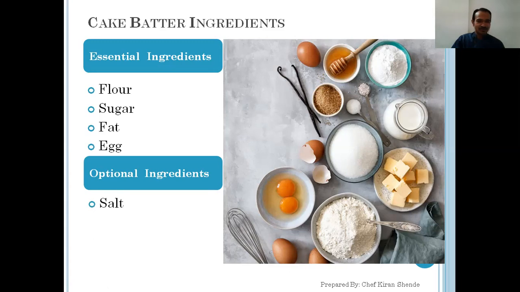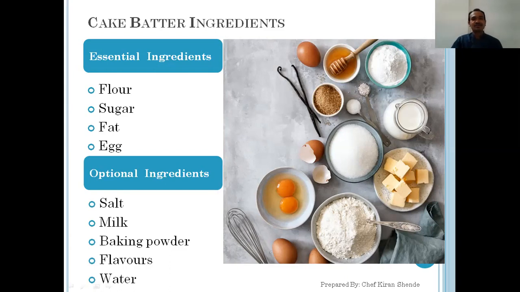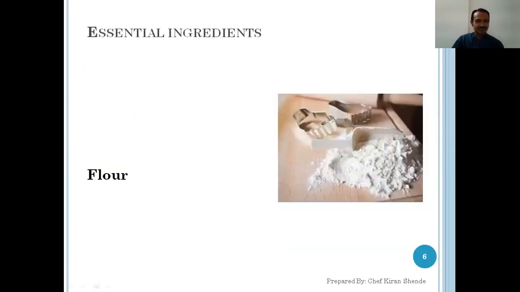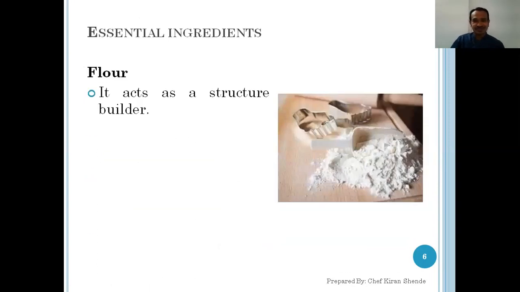Whereas if you talk about optional ingredients, salt, milk, baking powder, flavors, and water are the optional ingredients of cake making. Let us take this one by one. Let us understand the functions of these ingredients. First and the foremost, a structure builder.